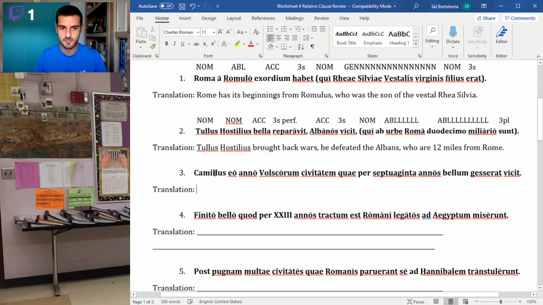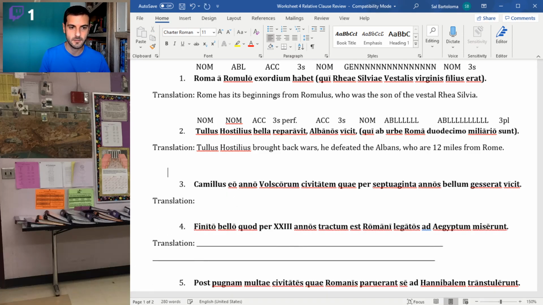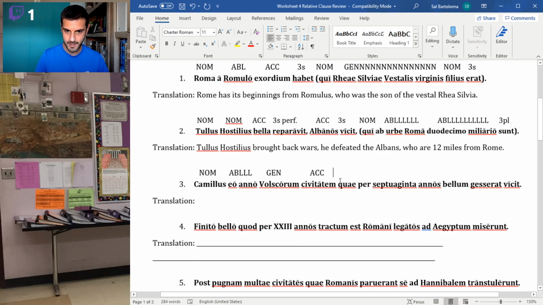Okay, Camillus. So this is now into the Roman Republic. Camillus, eo anno, those words can only be ablative together. Anno could be dative or ablative, but eo has to be in the ablative case. Volscorum in the genitive. Civitatem. Then we have our quae. So we have our relative clause. Quae per septuaginta annos bellum gesserat vicit. So we have two verbs here. The verb in the clause is gesserat, and the main verb is vicit.